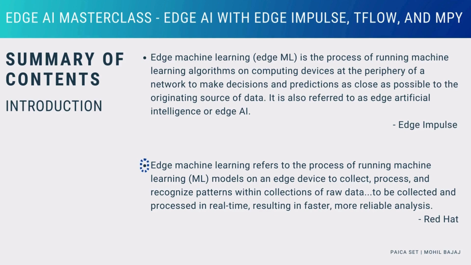According to Red Hat, another technology firm, edge machine learning refers to the process of running machine learning or ML models on an edge device to collect, process, and recognize patterns within collections of raw data, to be collected and processed in real time, resulting in faster, more reliable analysis. Again, as you can see, an almost similar definition, but they also included a reason: the faster, more reliable, real-time analysis for doing edge ML.